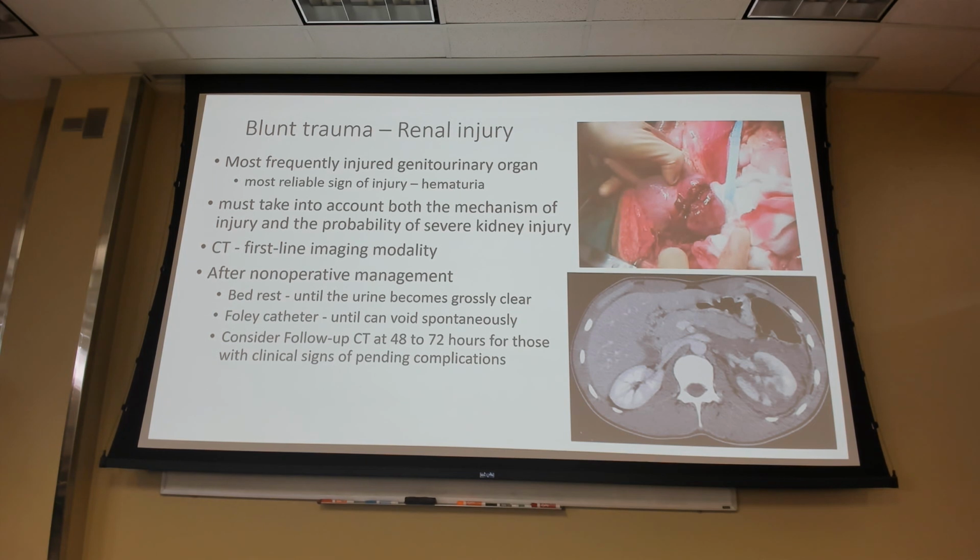Most of the time, they're protected in the retroperitoneum by our rib cage, but depending on the mechanism, we have to consider this. And once again, CT is going to help us identify this. Typically, these are managed non-operatively as well. We just monitor their Foley catheter until we have clear urine coming out of it. And then we may or may not do a follow-up CT depending on how significant that bleed was that we identified initially.